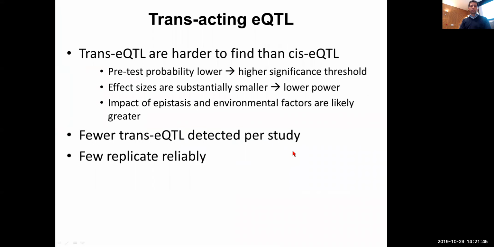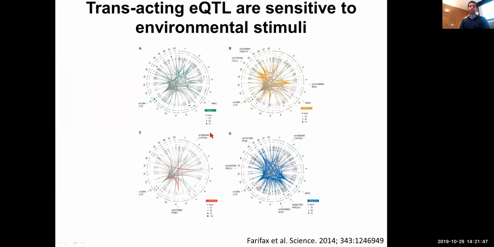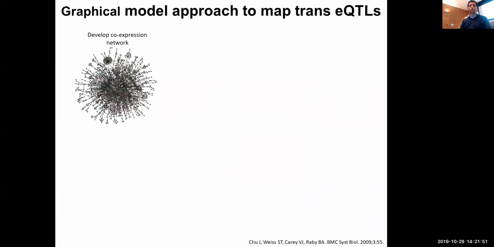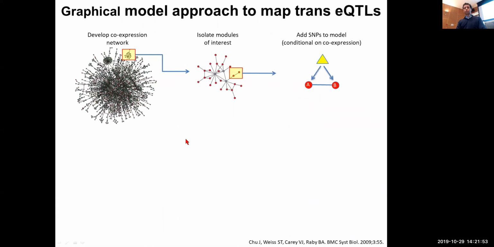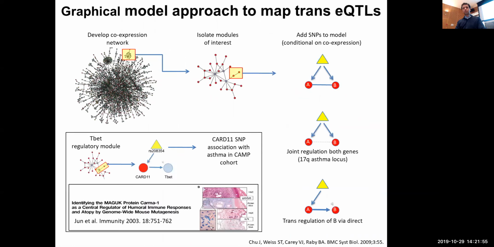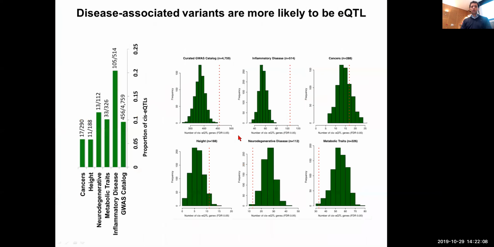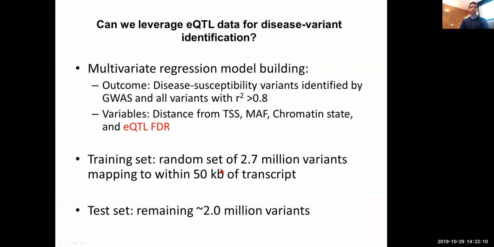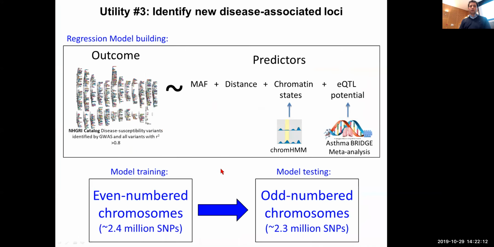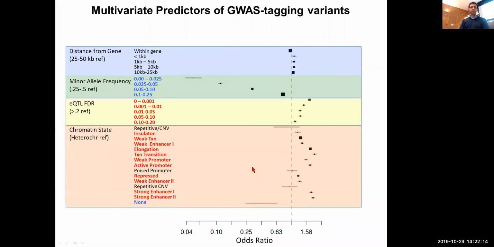Trans-acting QTLs are very difficult to discover. And the reason is that the hypothesis space is so much larger. You need to do a lot more correction. And you can use graphical ways of discovering them by basically saying that a QTL would likely be a QTL for many genes in the same pathway, through some trans-acting factor that it controls. They're very enriched in disease, and they allow you to start predicting causal variants much more frequently.